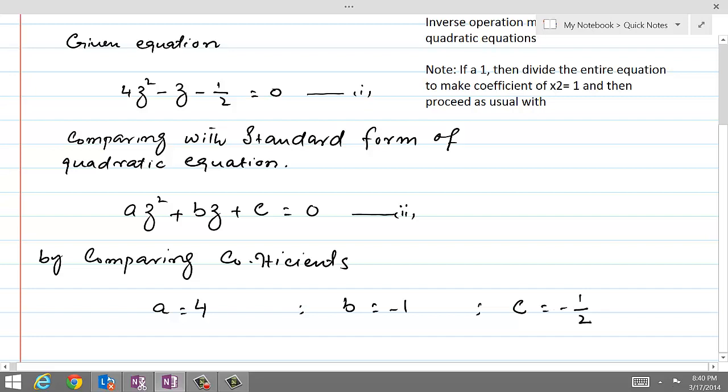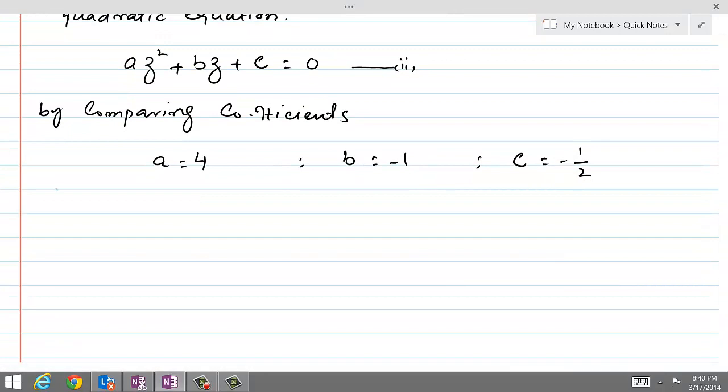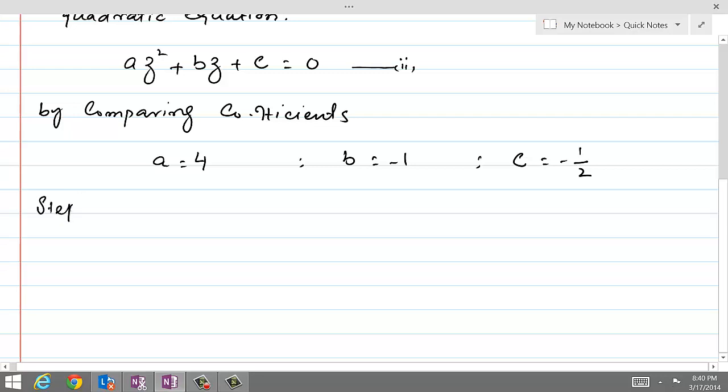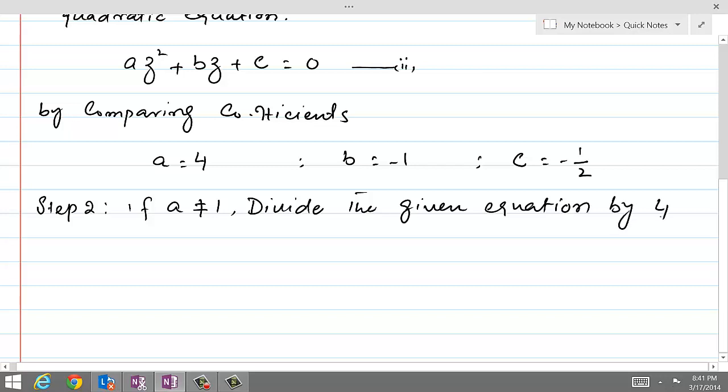This is our first step in the solution of quadratic equations by the completing square method, to find out the values of a, b, and c. For step 2, we decide: if the value of a is not equal to 1, we divide the entire equation by a. So step 2 is, if a is not equal to 1, which is clearly the case in this equation because a is equal to 4, we divide the entire equation by a, meaning 4. Divide the given equation by a, by 4, because that's the value of a.